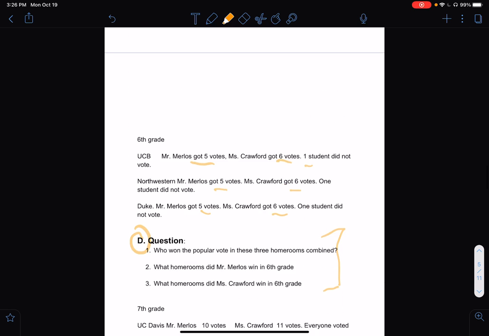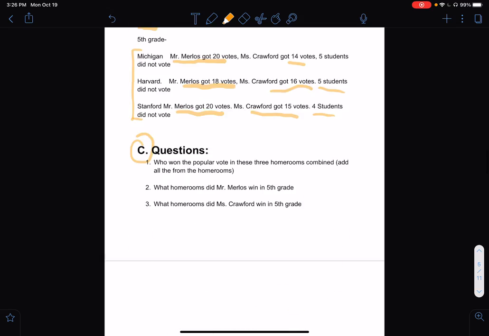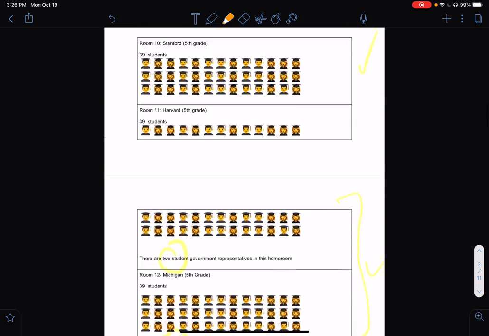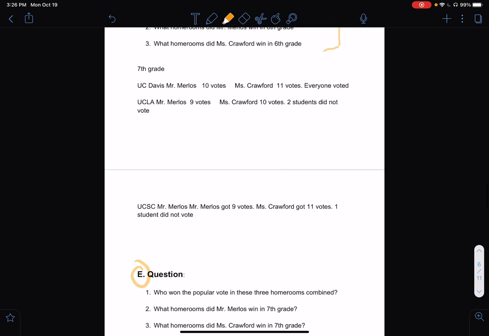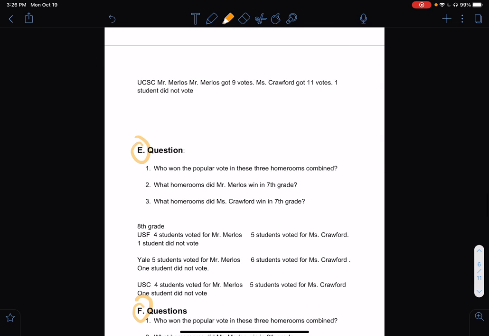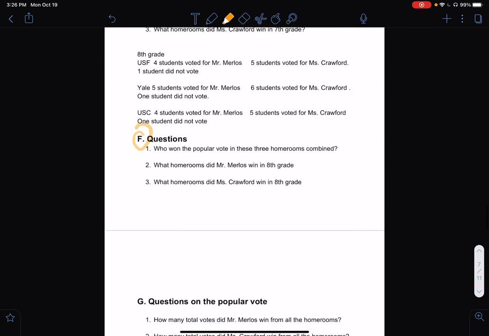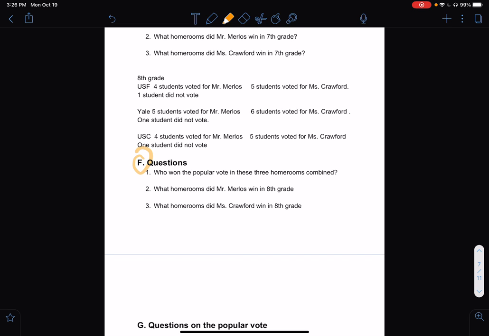You guys are doing great. Please continue doing what you're doing. On Tuesday we're looking at the results of the election, and then Wednesday we're going to be looking at who should be president based on who won the most votes. Please reach out if you need help, and I will talk to you guys later.